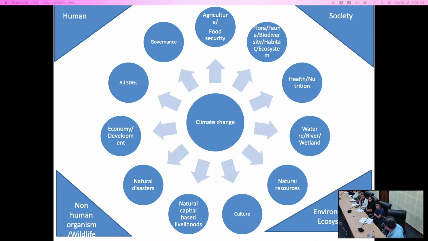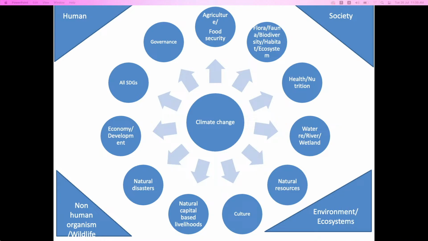agriculture, food security, the basic aspects of our life without which we cannot survive, sustain or progress, our civilization will stop. Agriculture or any source of food security, our flora, fauna, biodiversity, our habitats, ecosystems, our health and nutrition, waters, our rivers, wetlands, all natural resources, our society, our culture, our different kinds of natural disasters, everything, all development goals, all SDGs, sustainable development goals.